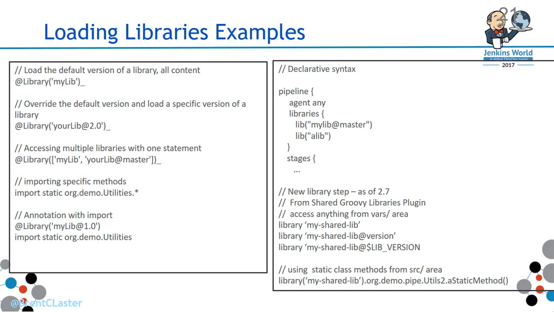One of the neat things about this library step, in that third example under the 2.7 part, notice that it says @$libVersion. So with the library step, you can actually use an interpolated value or a variable to say which version of something you bring in. If you needed to bring in a particular version based on some condition, you could use that. And you can also use that library step to bring in some static class methods. I'm going to save talking about that till we get a little bit further in here to make that make sense.